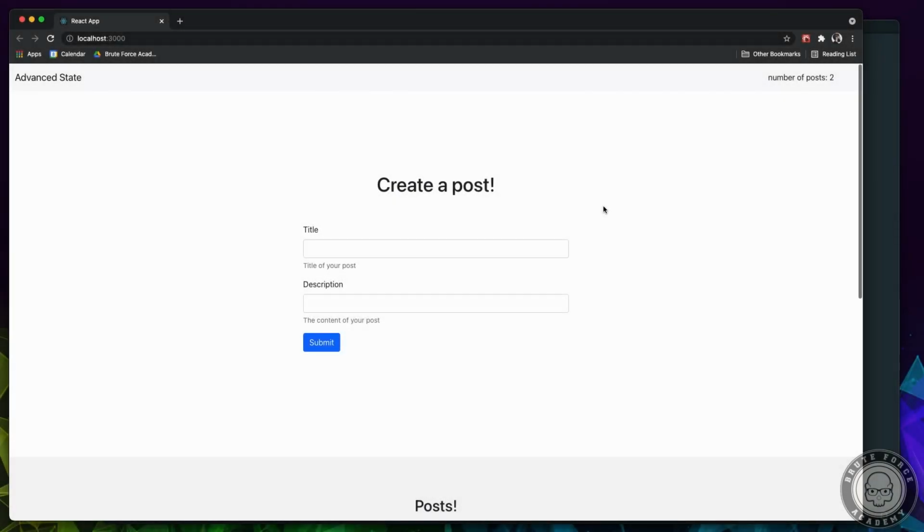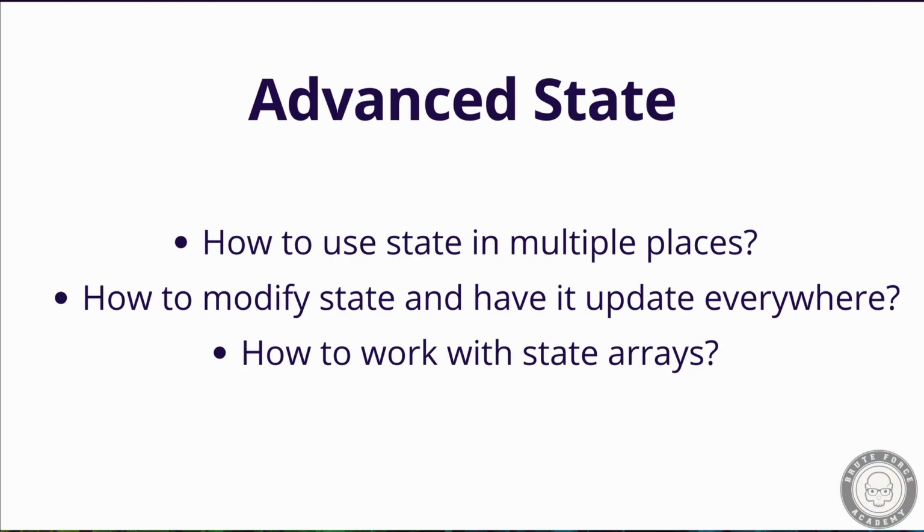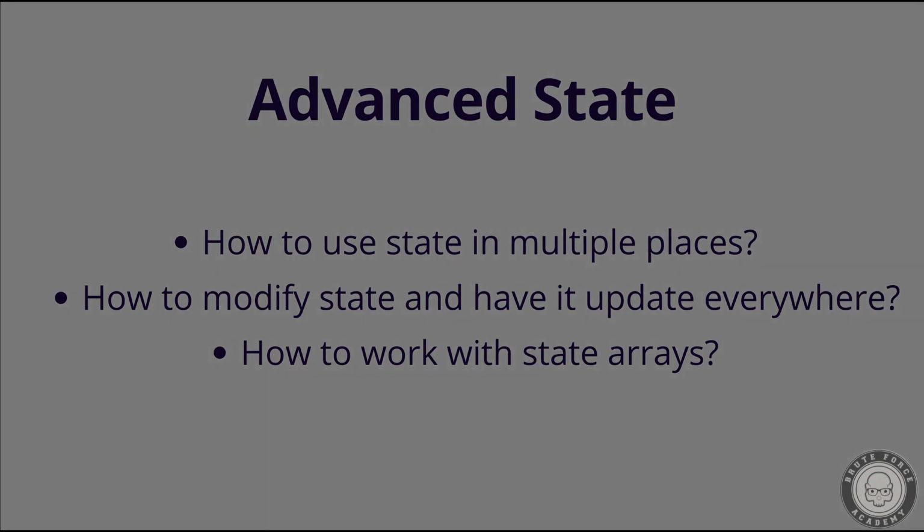This leaves us with a couple of questions. Where should the state live? How do we get the state to the other parts of the application that need it? How can we modify the state from other parts of the application? And I guess as an added bonus, how do we work with arrays when we're dealing with state? How do we just update one individual item? How do we just delete one individual item? All right, so those are the questions that we're going to be answering in this video.